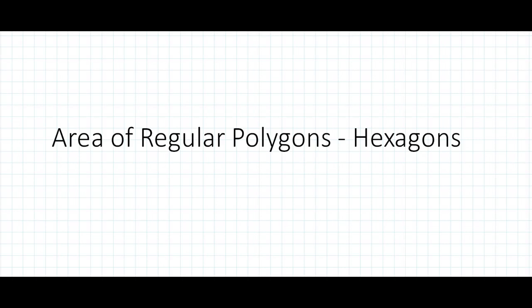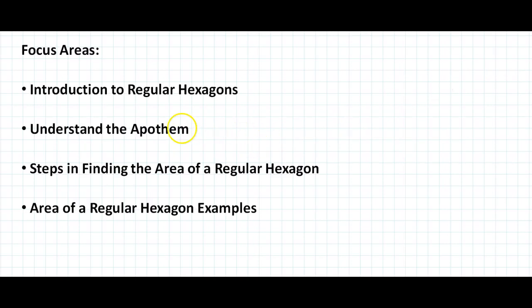We're going to examine how to find the area of regular polygons that are hexagons. I'm going to introduce you to what regular hexagons are. Then we'll talk about something called the apothem. And then we're going to use all that information to examine the steps to find the area of a regular hexagon. And then we'll do some examples together applying the steps.